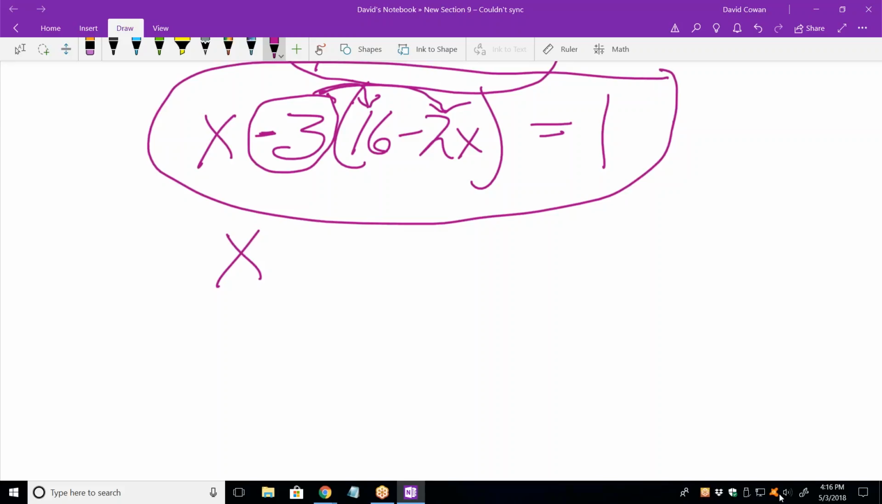-3 times 16 equals -48. Yeah, and I have no problem with you having a calculator in front of you and using a calculator for that. I don't need you to know how to do 3 times 16 in your head. You don't need to do that. You can use a calculator for that.